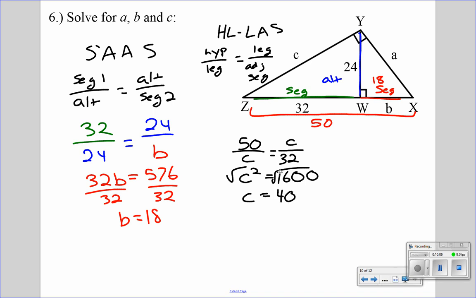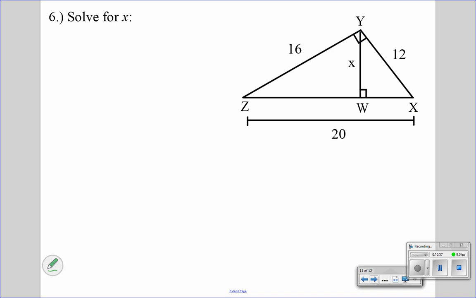And now we still need to solve for A, so we're going to do the same thing we just did with HLLAS. So our hypotenuse is 50 over A equals A over 18, because remember we're going to use the segment that's adjacent to A. 50 times 18 is 900, so 900 equals A squared. Square root both sides. A equals 30. So now we've solved for all three variables. And this is our last problem.